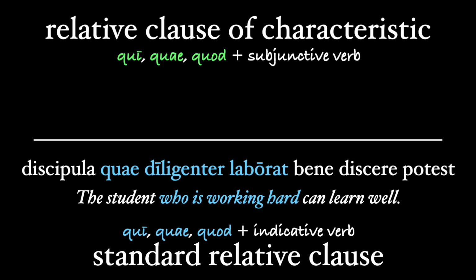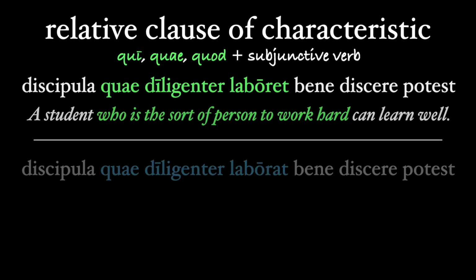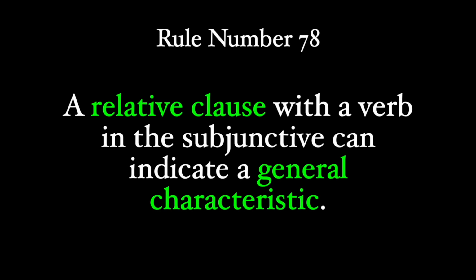This quae clause is stating something that is true of this student, which is why we have the verb in the indicative. But if we put laborat into the subjunctive, laboret, we get something more like: a student who is the sort of person to work hard can learn well. That is, a student characterized by hard work rather than a student who works hard as a fact. And so rule number 78. A relative clause with a verb in the subjunctive can indicate a general characteristic.